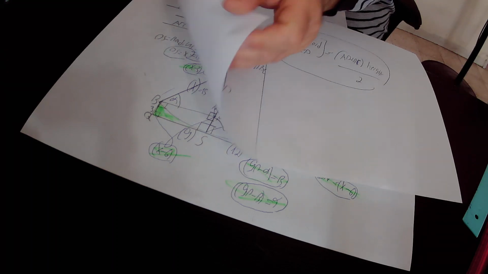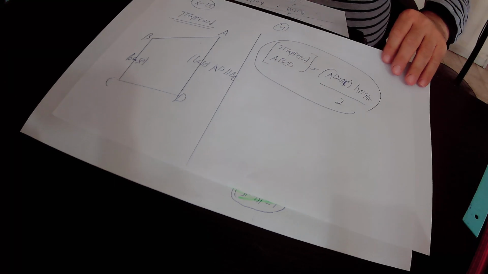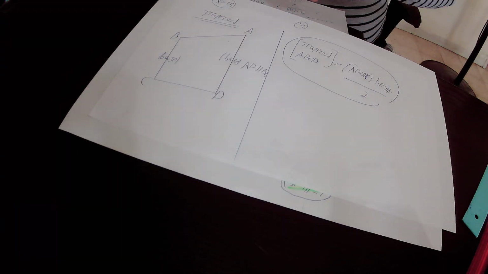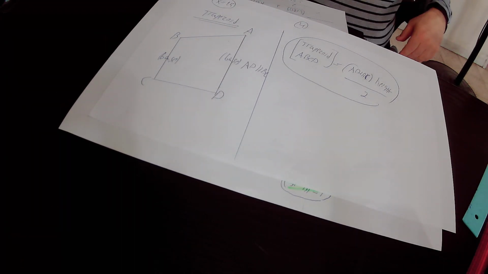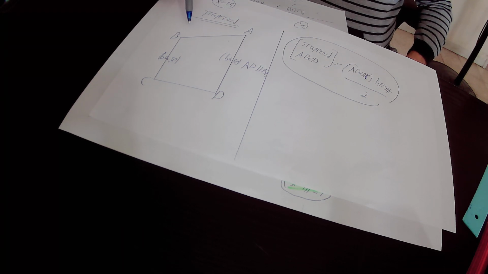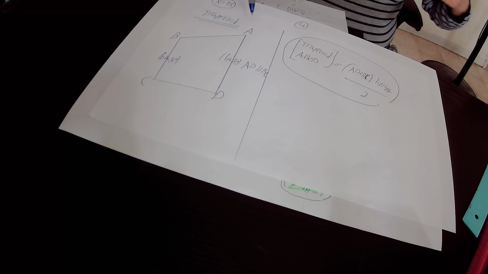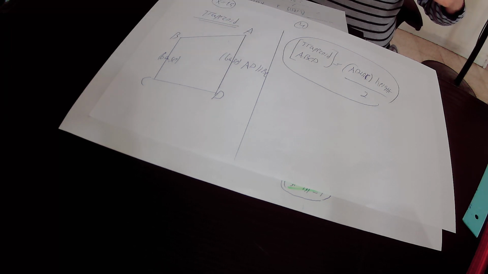Then I presented to you the formula for the area of any trapezoid. Quadrilateral ABCD is a trapezoid. Why? Because side BC is parallel to side AD. And the definition of a trapezoid is a quadrilateral with one pair of parallel sides. For that reason, quadrilateral ABCD is a trapezoid.